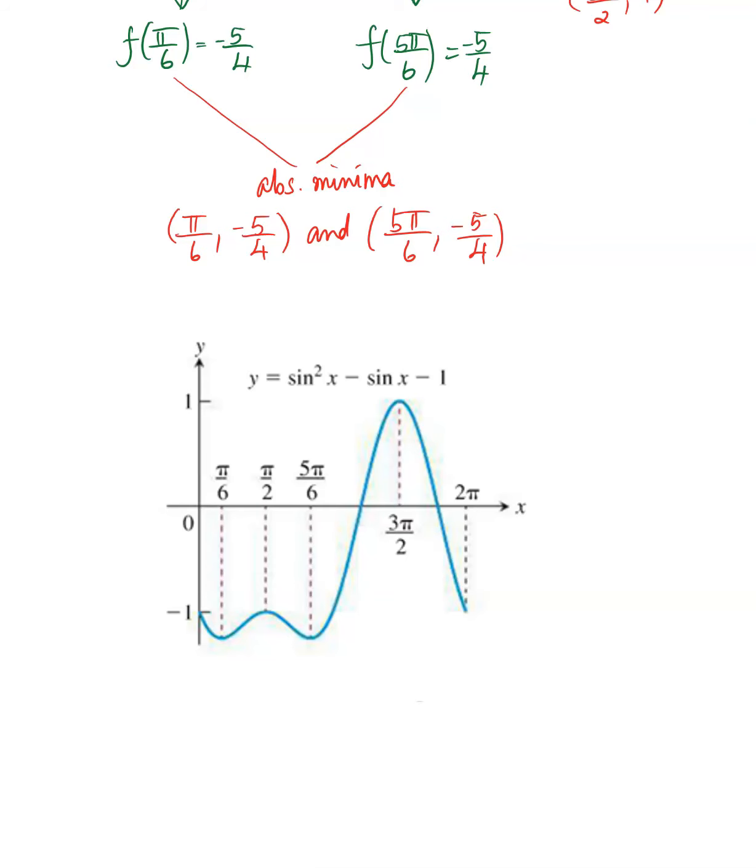And of course, all these negative 1 values, this place here and this negative 1, they were also local minima. In this case, this was a local max, and this was a local min.